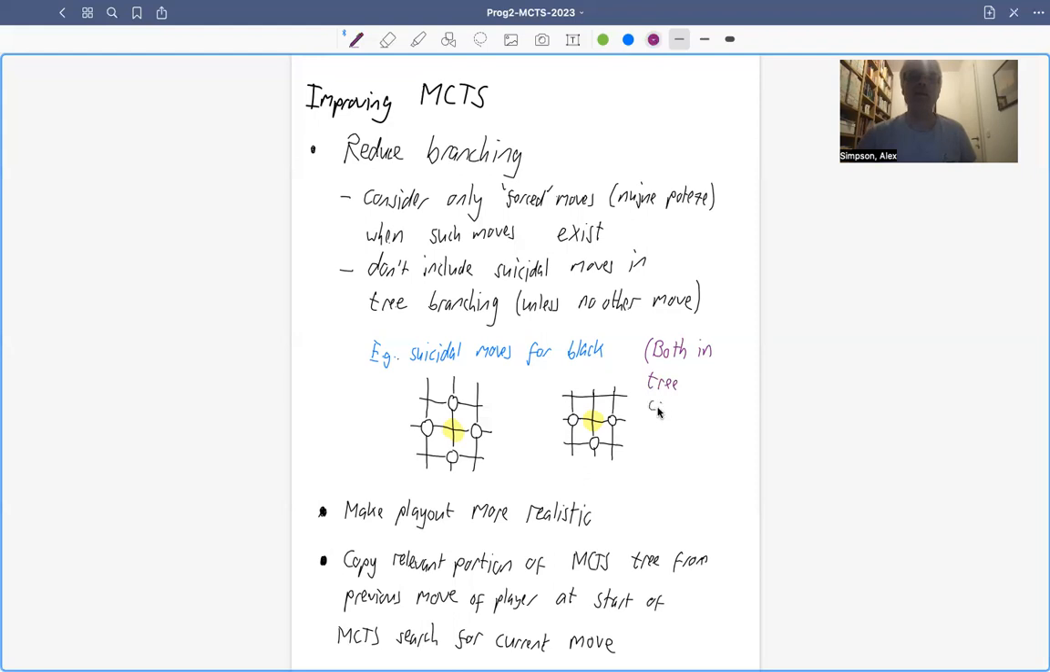Oh, it seems to be writing better now. Don't know why that is, but it's very welcome. Both in tree construction and in the play out, not the playoff, sorry, the play out, and in the random play out.